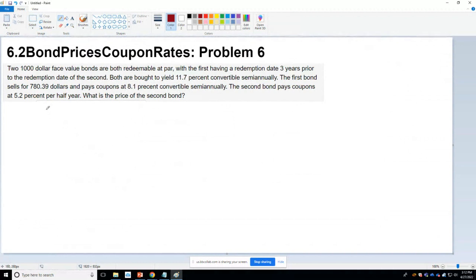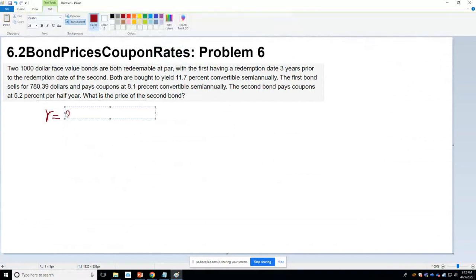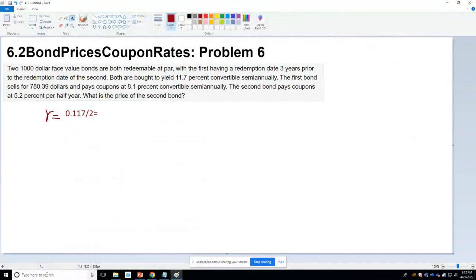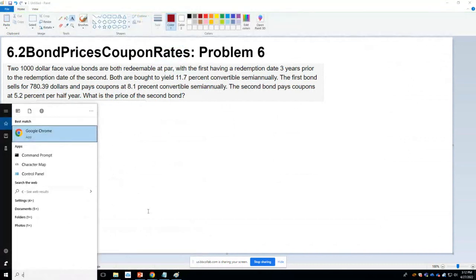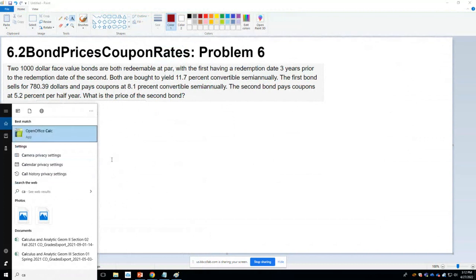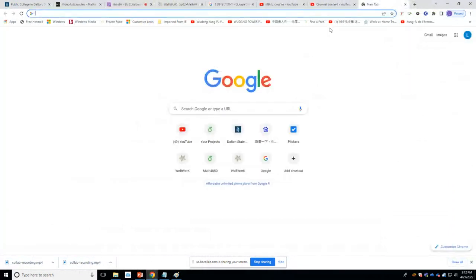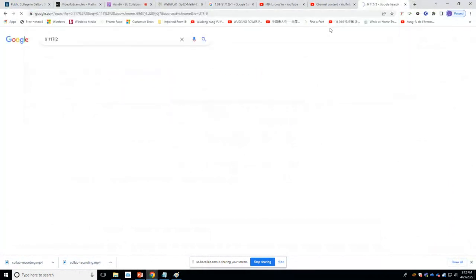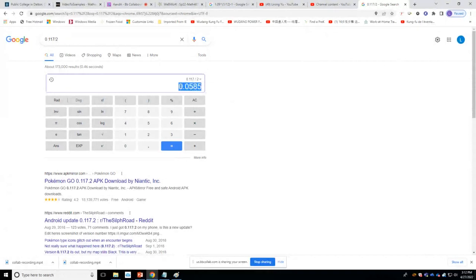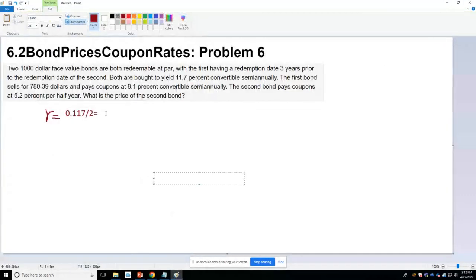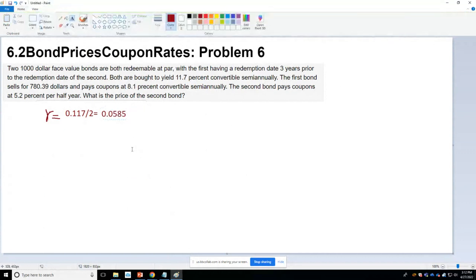So right there, we have R, R represents the interest rate. R is equal to 11%, 0.117 divided by 2 because it's semi-annual. So let me calculate that number. Maybe we can grab a calculator. It won't give me a calculator. So, okay, the half-year interest rate is our R. That's really our coupon rate.